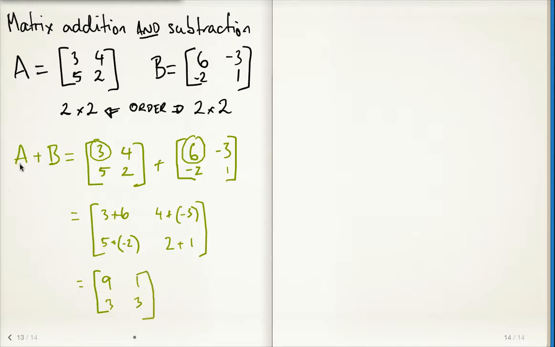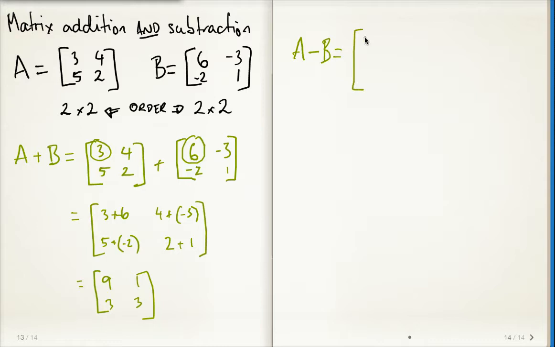Okay, what is the matrix that you get when you add matrix A plus matrix B? Well, this is your answer. You get this matrix here. Okay, now similarly, because they are the same order, I can also subtract them. So what would I get if I did matrix A minus matrix B? Well, same deal. Let's look at the corresponding elements.